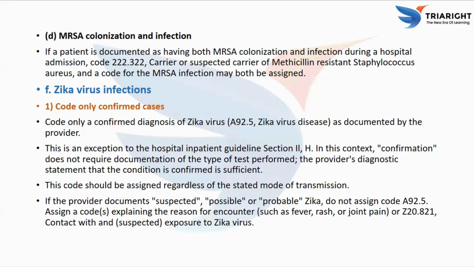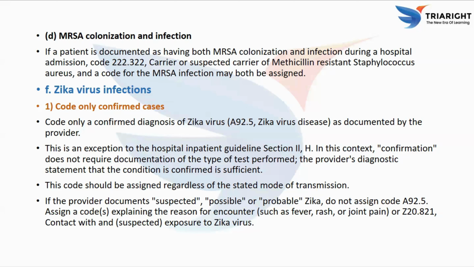So what if Zika is not confirmed? If documentation says suspected Zika, possible Zika, or probable Zika, you should not assign A92.5, which is for confirmed Zika. Instead, you code the symptoms such as fever, rash and joint pain, and you can also code the exposure code Z20.821, which is contact with and suspected exposure to Zika virus.